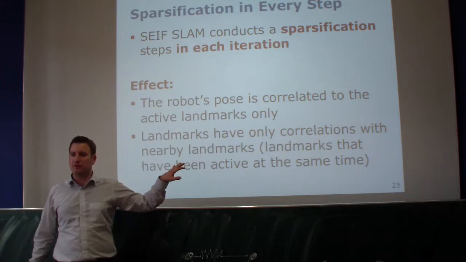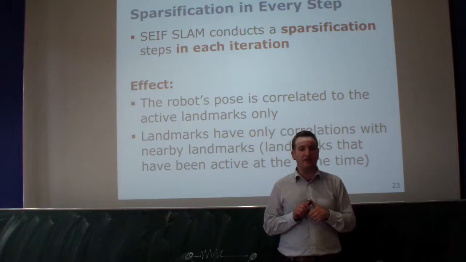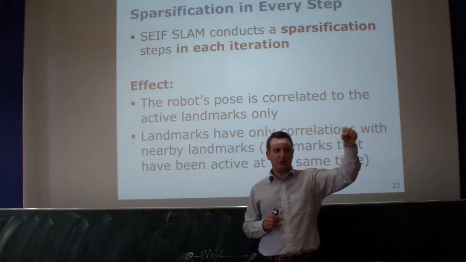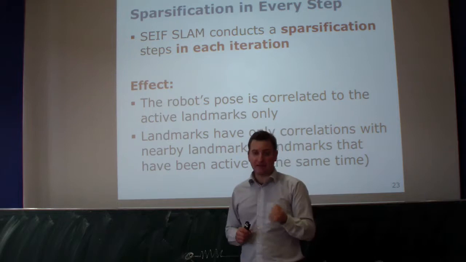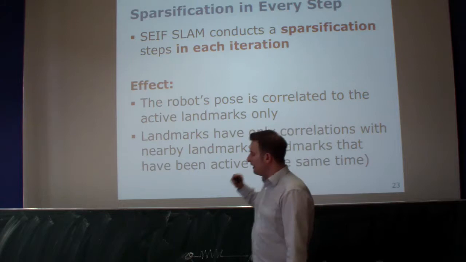An effect of that is that the robot's pose is only correlated to a small set of landmarks, exactly the active ones, because all the other correlations we removed: the springs we have taken away and replaced. So the robot's pose is only directly correlated with these active landmarks. Again, this is an approximation, an effect of the sparsification. And the other thing is that landmarks only have direct links with other landmarks that are close.